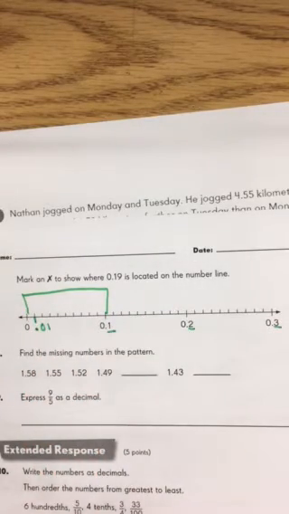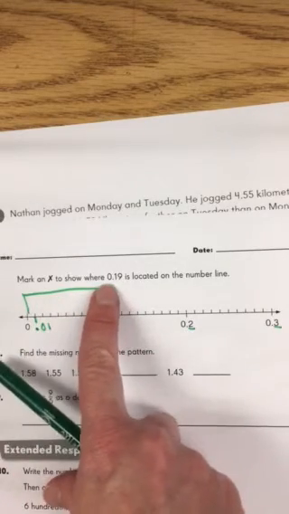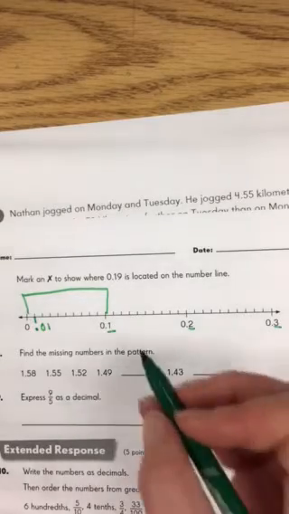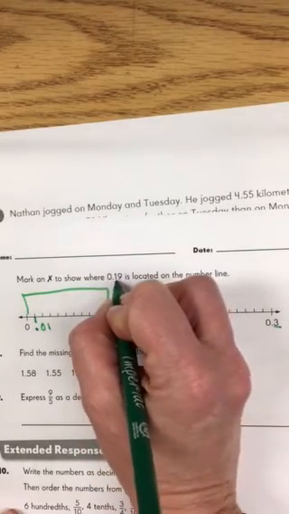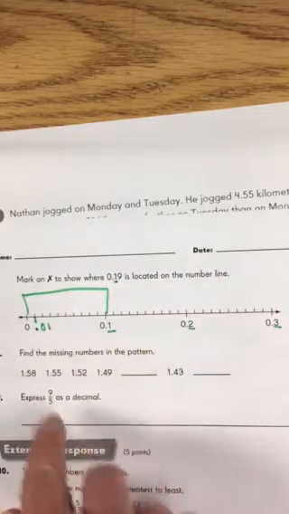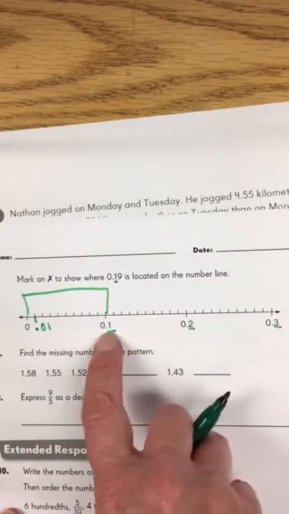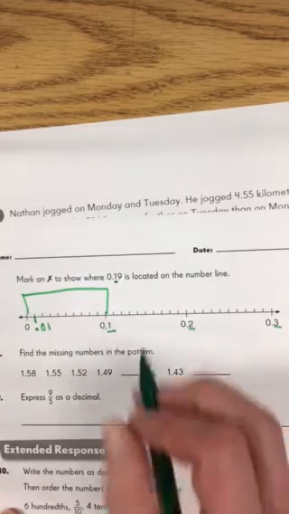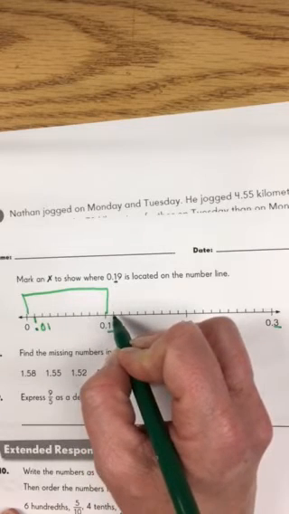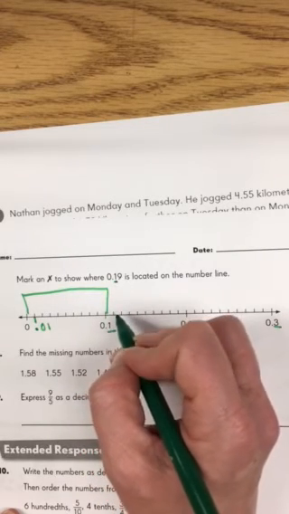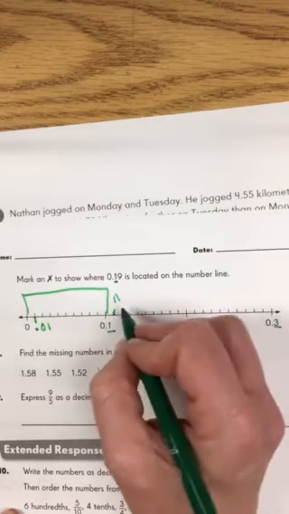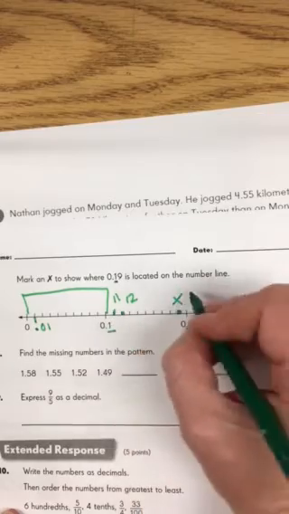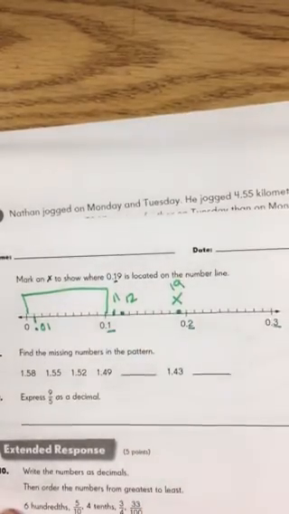Okay? So in this case, it says mark an X to show where 19/100 is located on the number line. Well, if I look at this number here, it's a 1. So it's in between somewhere, in between 1/10 and 2/10. So I would actually go, here's my 1/10, oh my goodness, how do I say this? Sorry, 11/100, 12/100. And so this is where 19/100 is going to be, right?